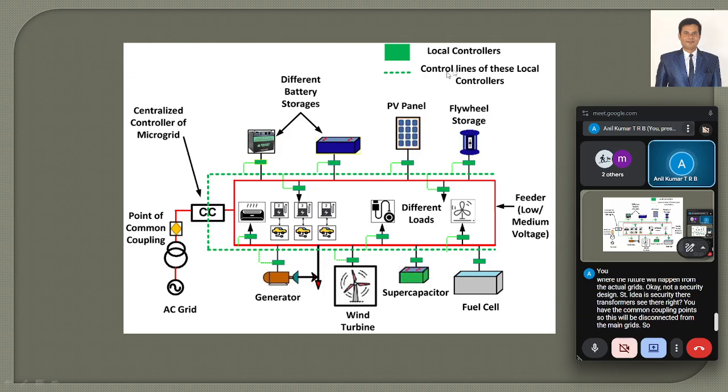So what do the dotted lines say? Control lines of these local controllers. Dotted lines are under the control of this. But this AC grid is coming from the outside, right? We are getting the power from outside also. We are getting the power from the diesel generators also. We are getting the power from the wind turbine also, right? So this part we call smart grids.